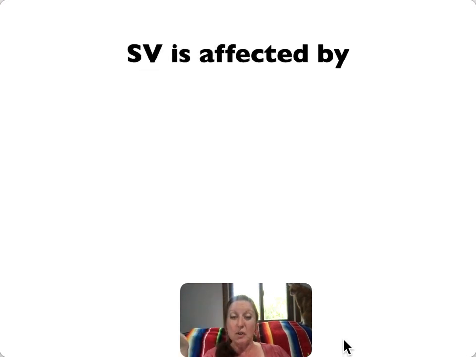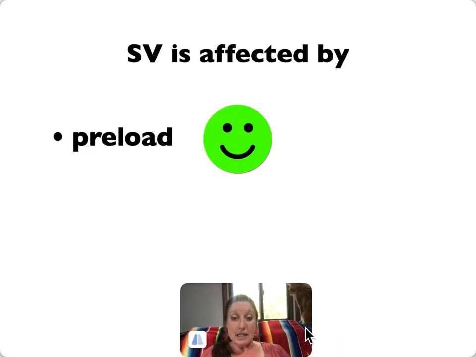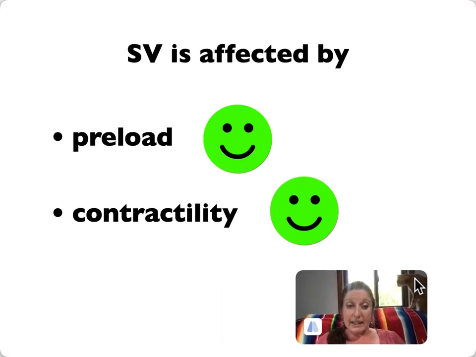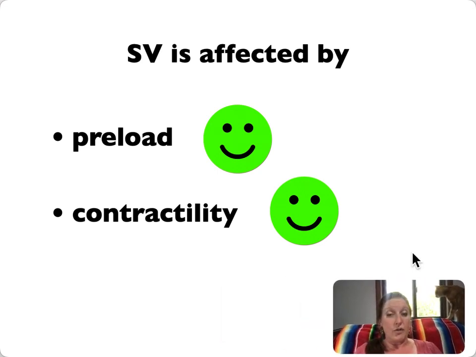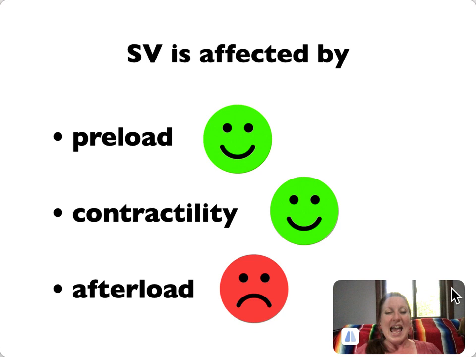Now, let's look at stroke volume. Stroke volume is affected by three things. The first is preload. Preload affects stroke volume in a good way, meaning when preload goes up, stroke volume goes up. Contractility also increases stroke volume, so it affects it in a good way. Contractility goes up, stroke volume goes up. Afterload, the third thing that affects stroke volume, is not desirable. When afterload goes up, stroke volume goes down.